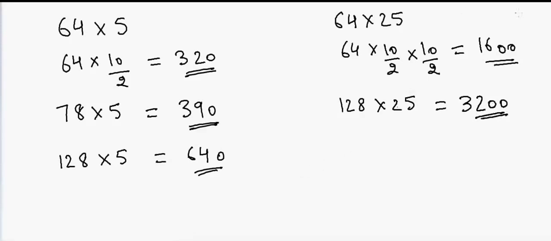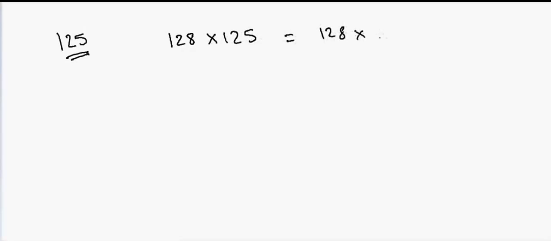Again, let's go to one more trick. If we have to multiply by 125, so how do I multiply by 125? I'll take an example. So 128, I want to multiply by 125, then that can be written as 128 into 10 by 2 into 10 by 2 into 10 by 2. So we have to divide 128 by 2 three times, or we can divide it by 8.